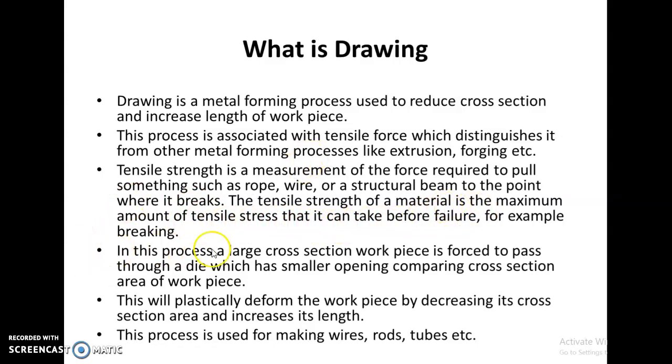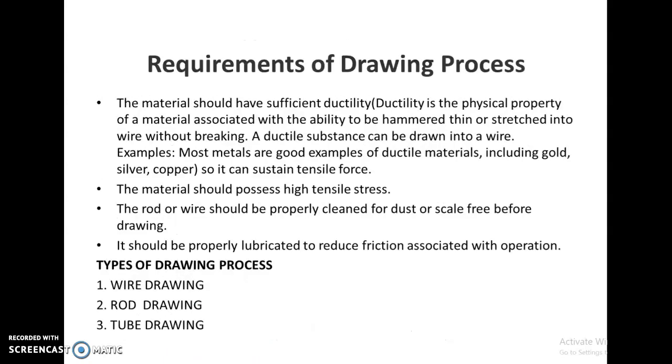In this process, a large cross section of workpiece is forced to pass through a die which has a smaller opening compared to the cross section area of the workpiece. So the cross section area of the workpiece is larger than the smaller opening of the die. This will plastically deform the workpiece by decreasing its cross section area and increasing its strength. This process is used for making wires, rods, tubes, etc.